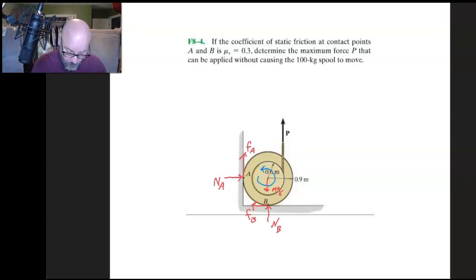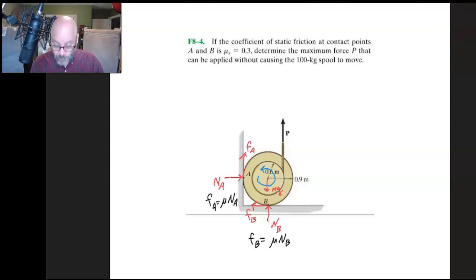Now, what I want to go ahead and do right here on my diagram, think about it like an asset, is that because FB and NB are connected, FB, if it's operating at its max, is mu times NB. So that may be a relationship that comes in handy later on. All right, and let's do the same thing at A. So FA is mu times NA, just like that.